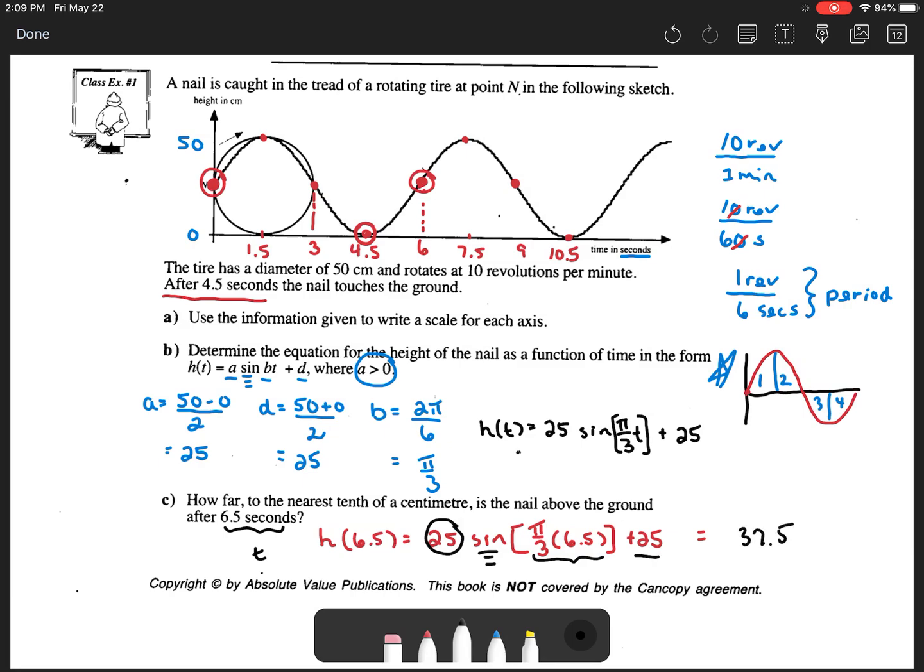So when I do that, I will get a value of 37.5. That is a height, and the units will be centimeters. So practice that both graphically, graphing the function on your calculator, and also solving it algebraically.